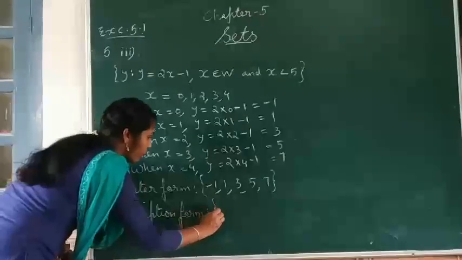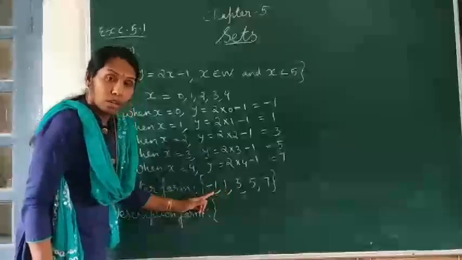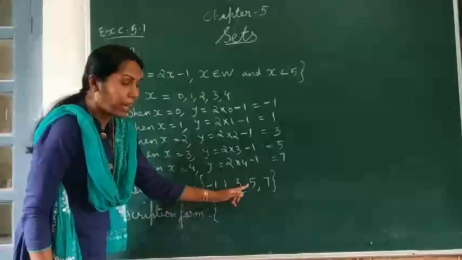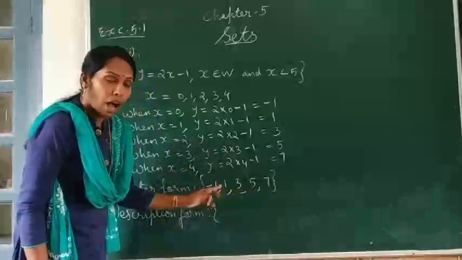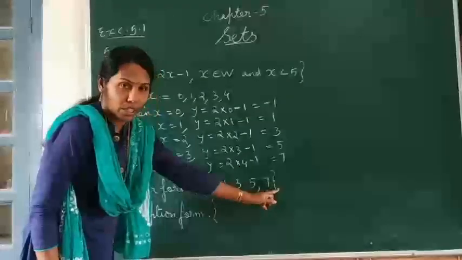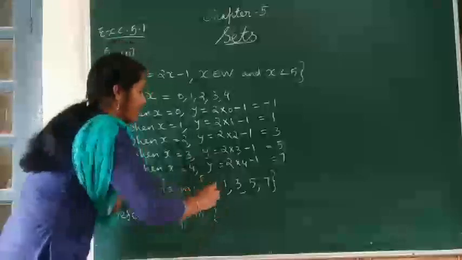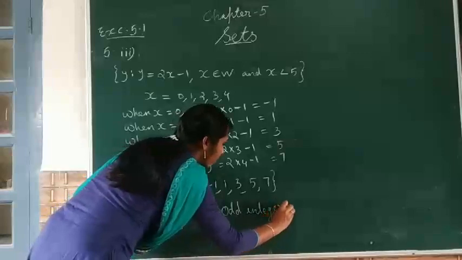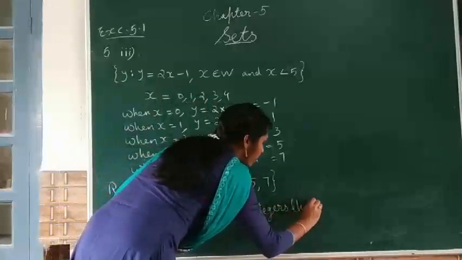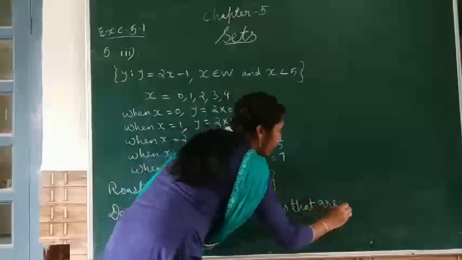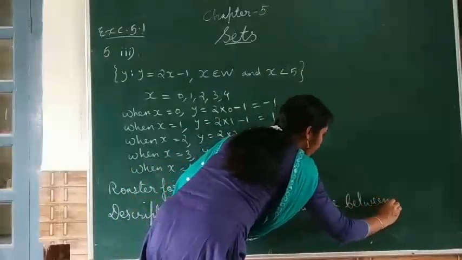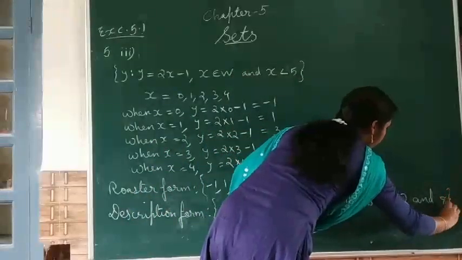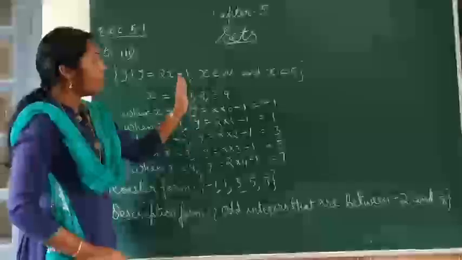Description form is, see, these all are odd integers. -1 is an odd integer, 1, 3, 5 and 7. All these are odd integers and are between -2 and 8. Therefore, we can write them as odd integers that are between -2 and 8. So this is the description form of the given set.